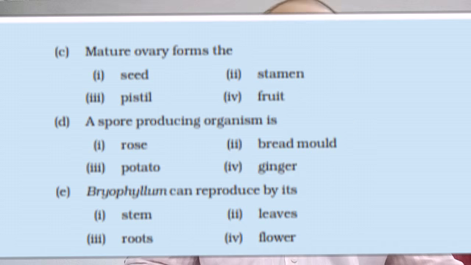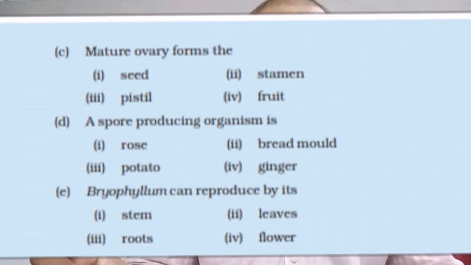Next comes D, wings. From column 2, the answer is maple. These seeds have a wing-like structure, and they are dispersed with the help of wind. Next comes E, spores. The answer is number 4, that is bread mold.